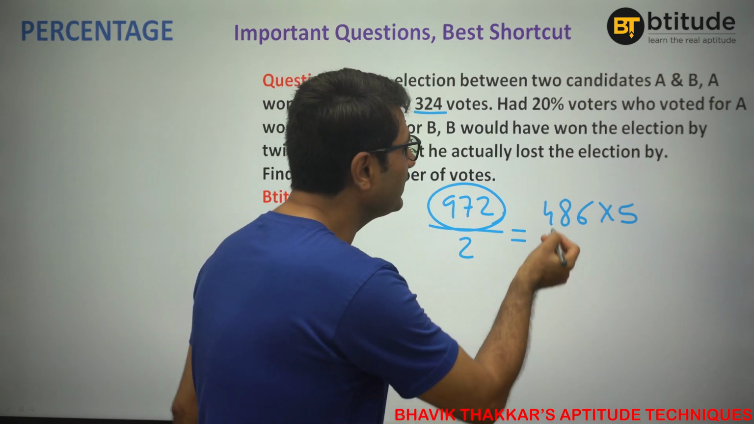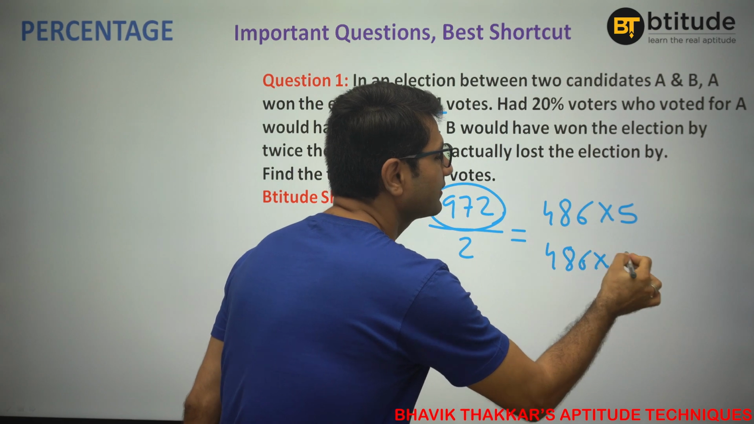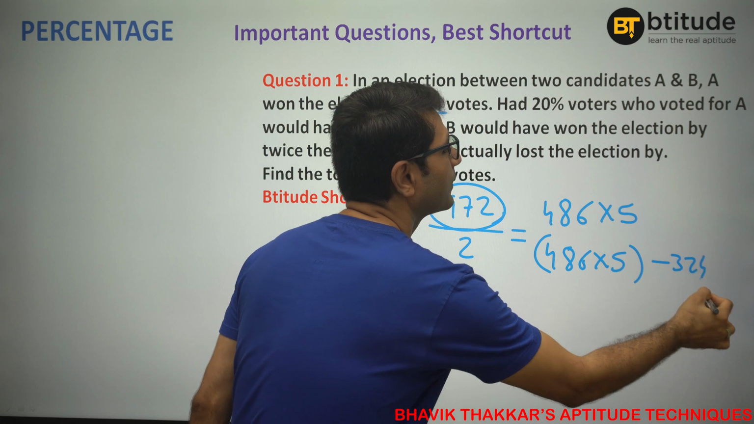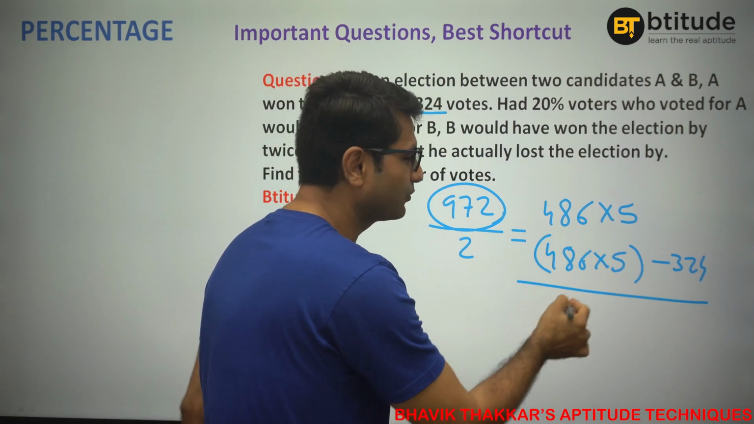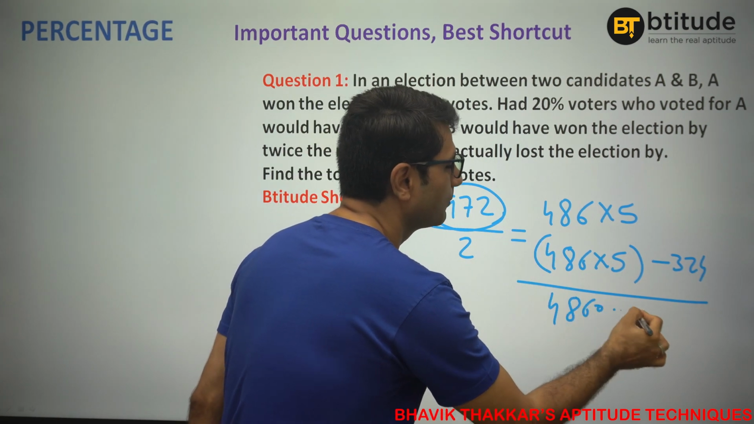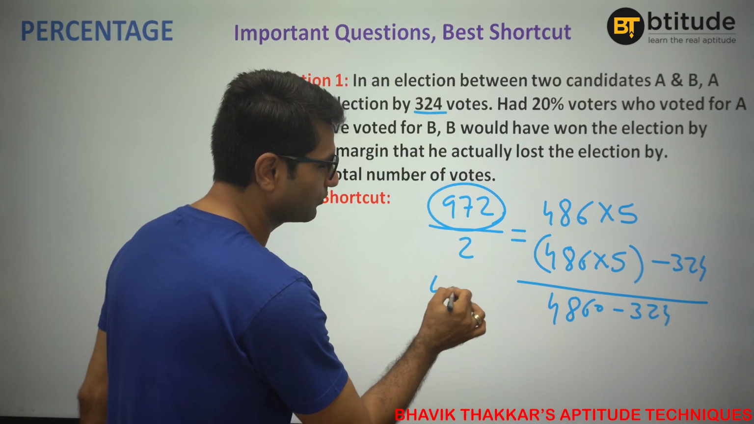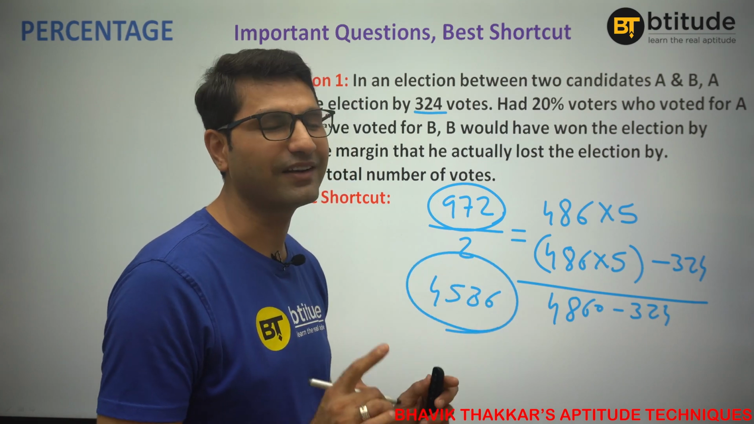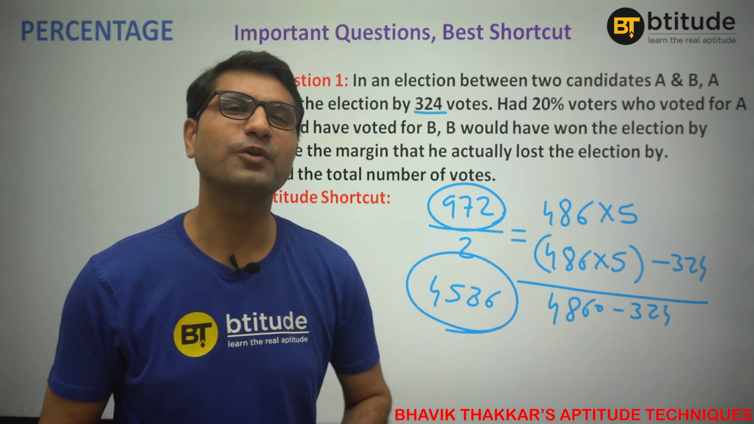B's vote, because B just lost it by 324 votes, so B's vote would be 486 into 5, A's vote minus 324. So the total votes would be nothing but 486 into 5 plus 486 into 5, which is 486 into 10. So 4860 minus 324. That's about it. So it should be 4536. These would be the total number of votes, 4536. Easy, right? So this is what Btitude method is all about.